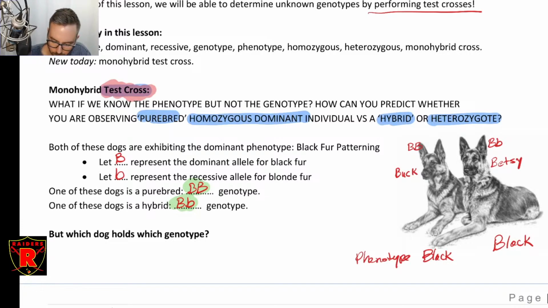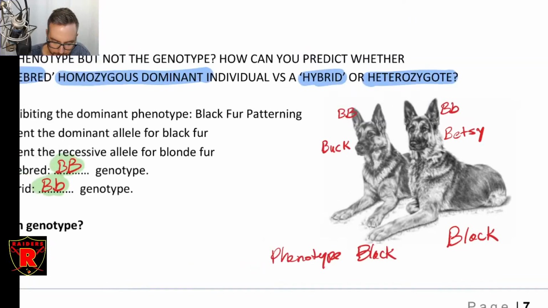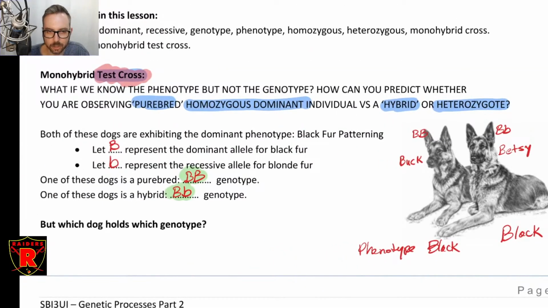So in order to determine whether or not you have a purebred dog, the strategy that historically was used is called doing a hybrid test cross, okay? A monohybrid test cross. Often just abbreviated as test cross. Okay, I'm just going to call it a test cross from now on, pretty much. The textbook does that too.